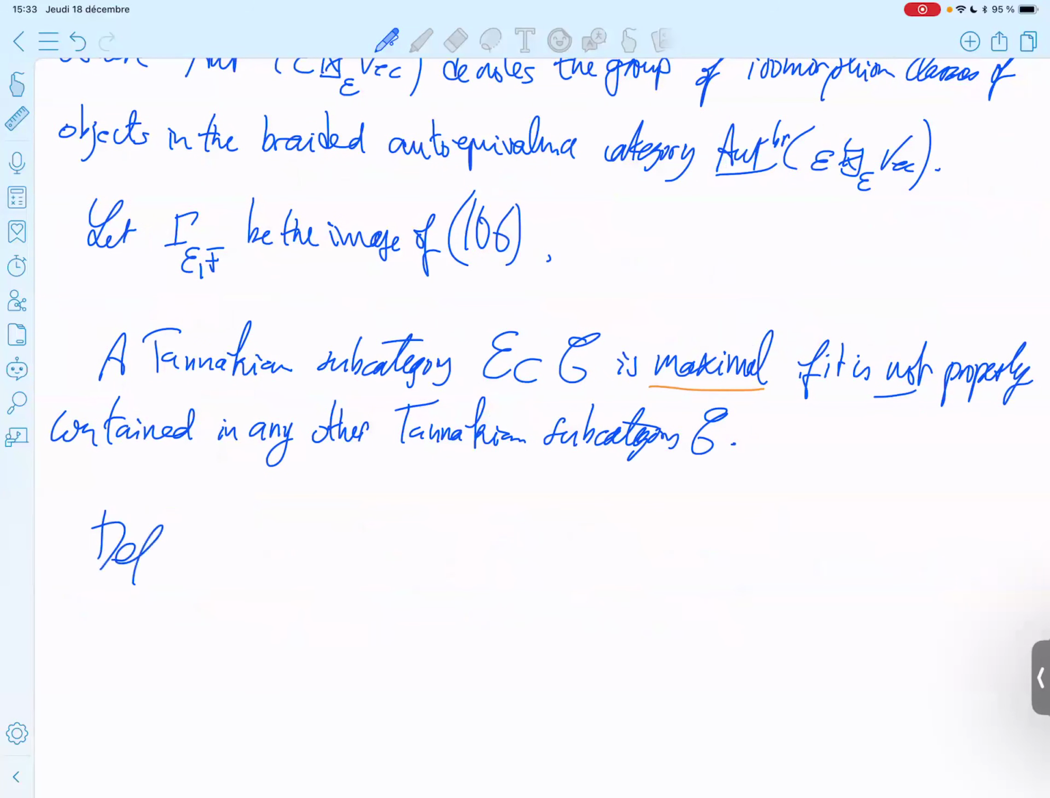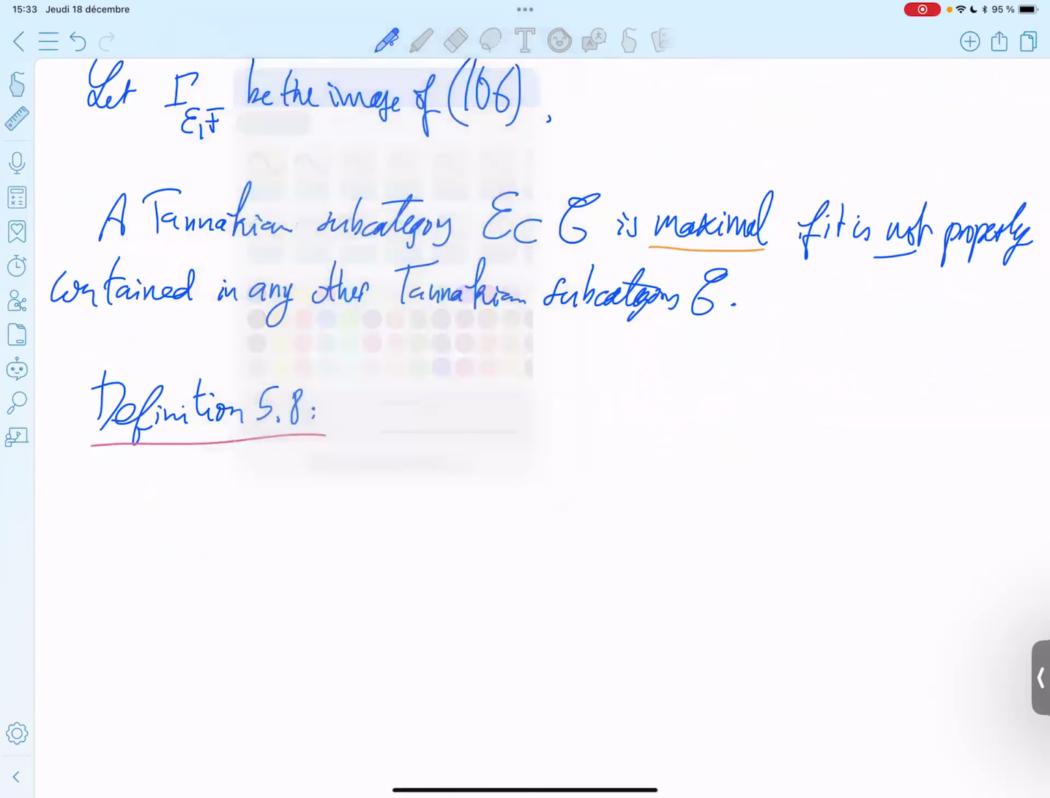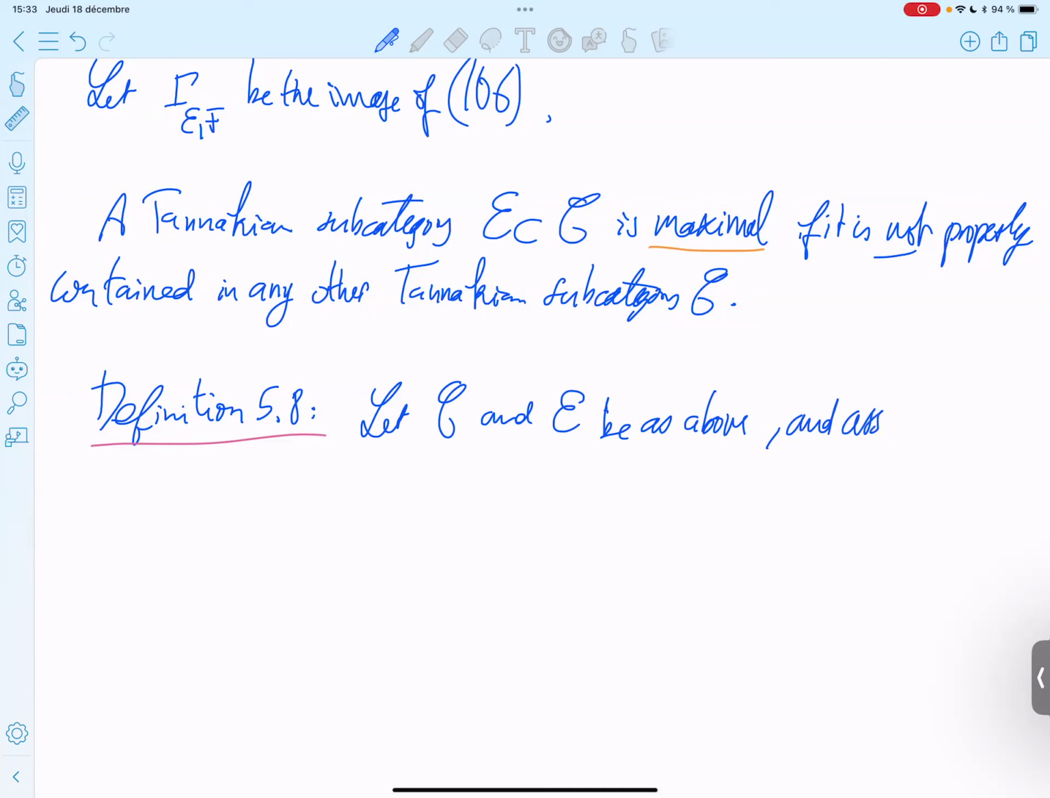Okay, so the definition: take C to be a braided fusion category containing E. So let C and E be as above, where E is a Tannakian subcategory of the braided fusion category, and assume that it is maximal.